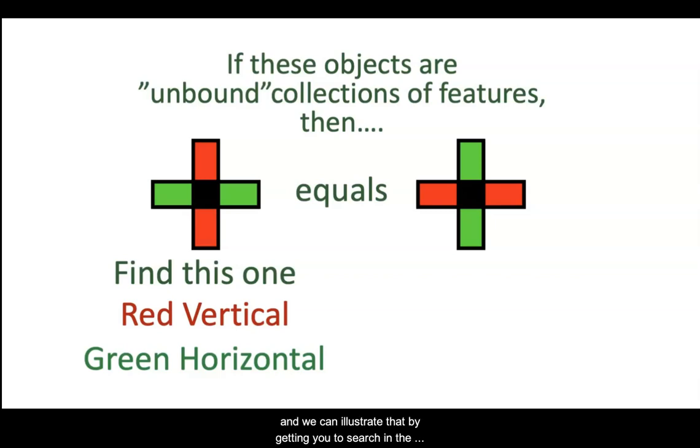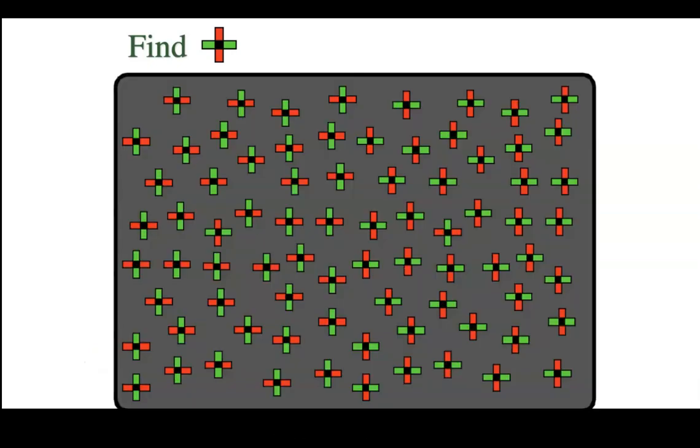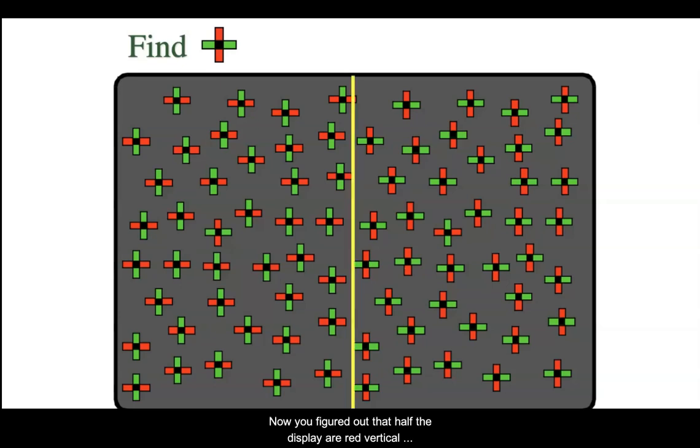And we can illustrate that by getting you to search in the next demo for the one on the left, the red vertical, green horizontal plus. So there's the thing you're looking for. Hope you're ready to search. Here's the search array. You're feeling okay because you found one. Now you're noticing, well, there's actually quite a few of them. Now you've figured out that half the display are red vertical, green horizontal pluses, and you may have even found the one over on the left.